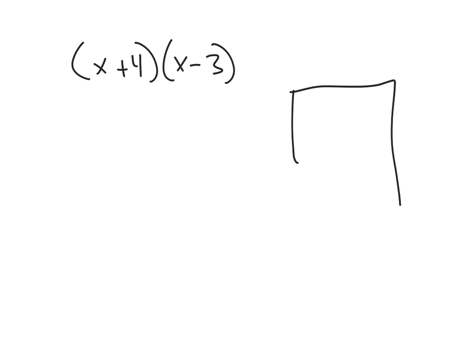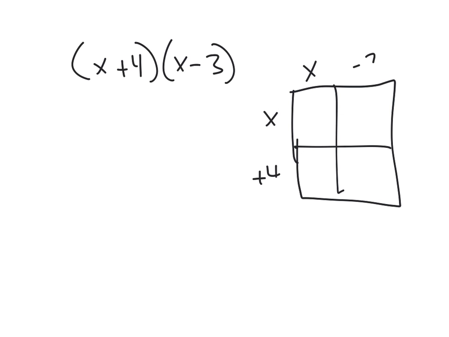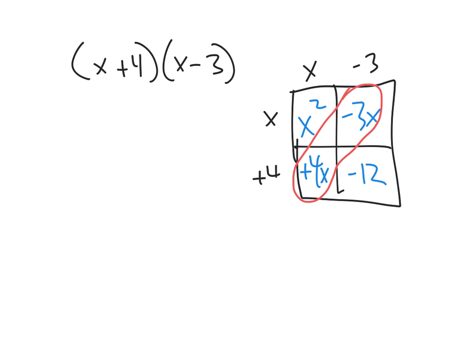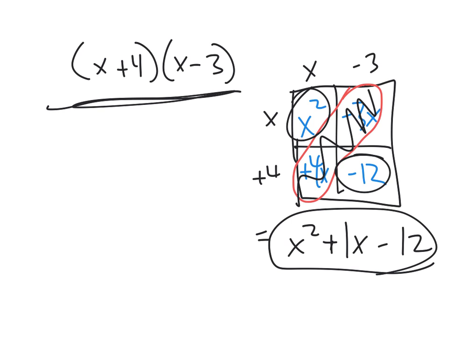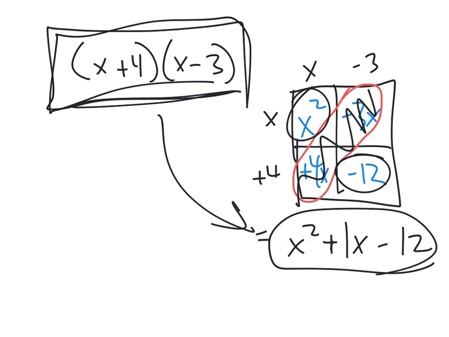All right, so when I have x plus 4 times x minus 3, I've been advocating that I want my students to use the box method. The idea is this becomes x plus 4, and this becomes x minus 3. And then you multiply. So you get x squared, minus 3x, positive 4x, negative 12. And then you can see that we have some common terms right here. So our answer ends up being x squared plus 1x, because that's this part right here, and then minus 12, because that's this part right here. So you start with your two terms, and then you multiply.